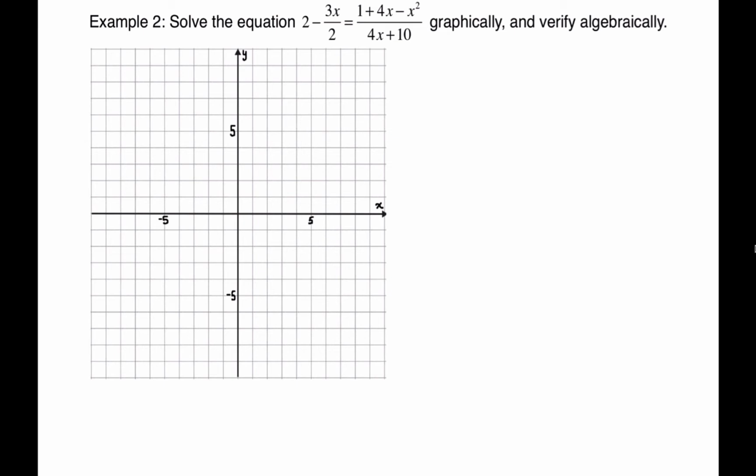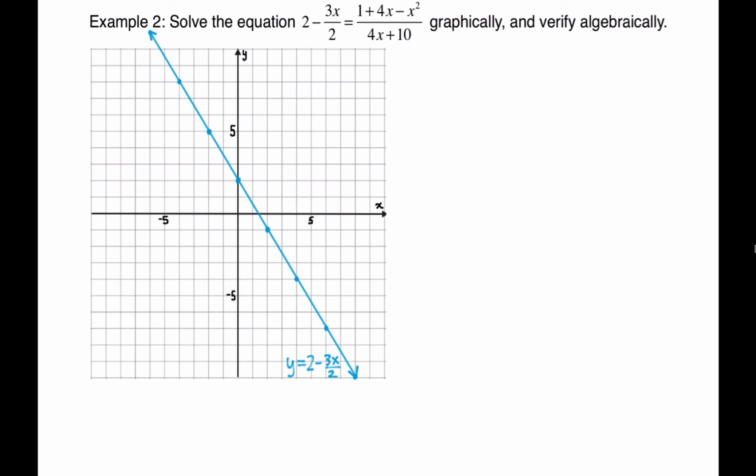Let's take a look at another example. So this time we've got an equation with a left-hand side that's non-zero and a right-hand side that's non-zero. And we want to solve this equation graphically and also solve it algebraically and do a comparison. Here's what we can do. We can start by graphing the left-hand side of the equation, the 2 minus 3x over 2.